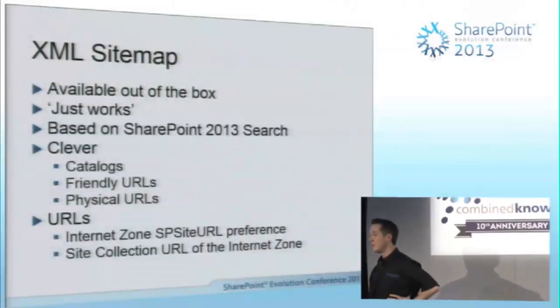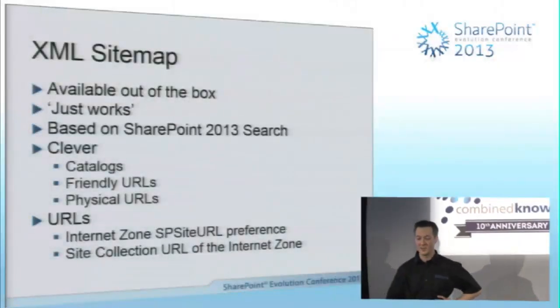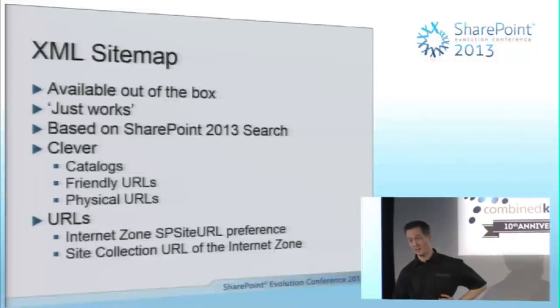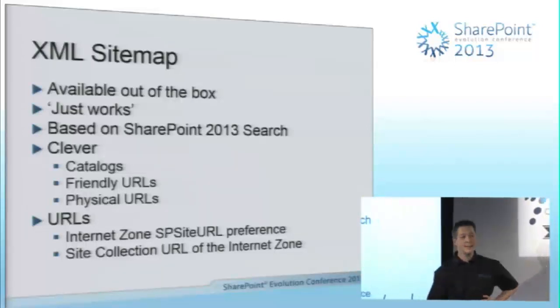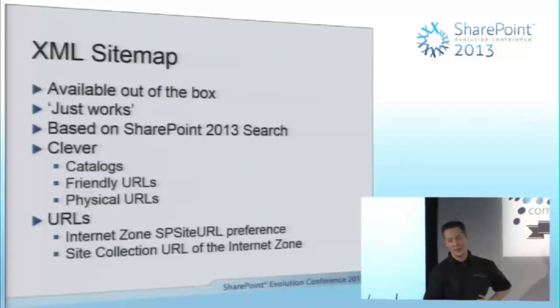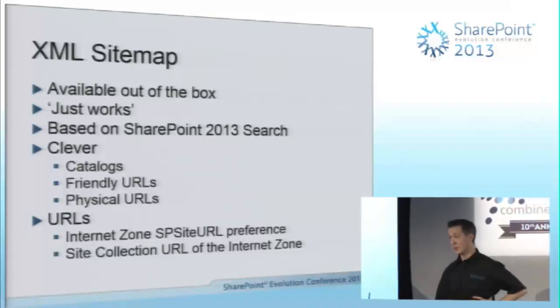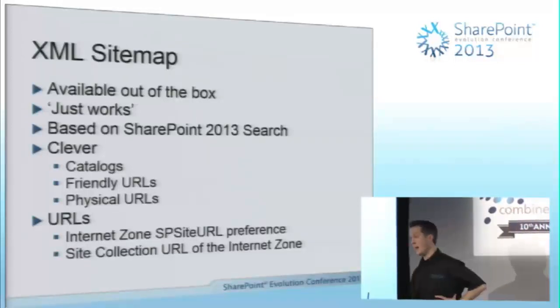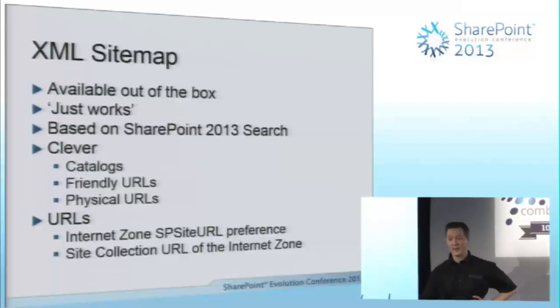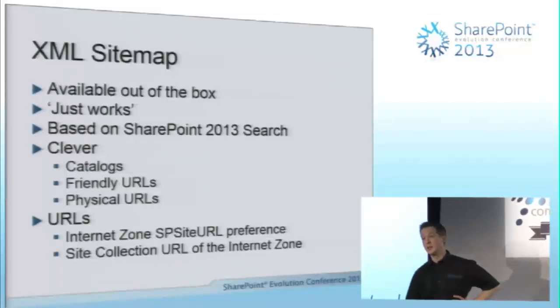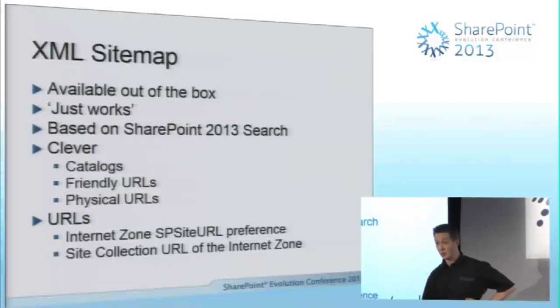Another new capability, very helpful for building public-facing websites, is XML sitemap. XML sitemap allows us to compile an overview of the content that we have on our site and have that submitted to internet search engines. With that, we can help internet search engines discover and index our content.